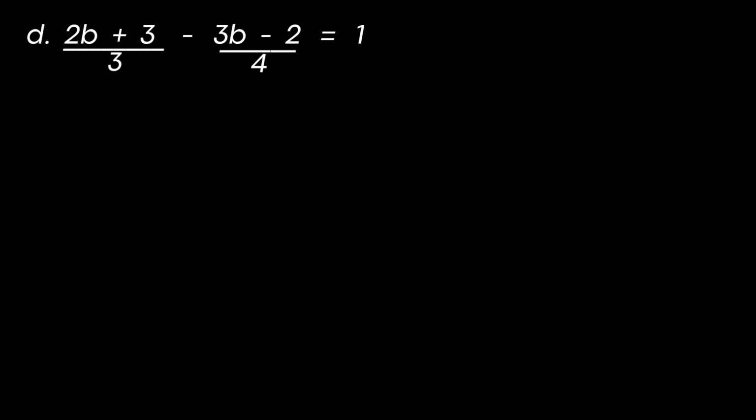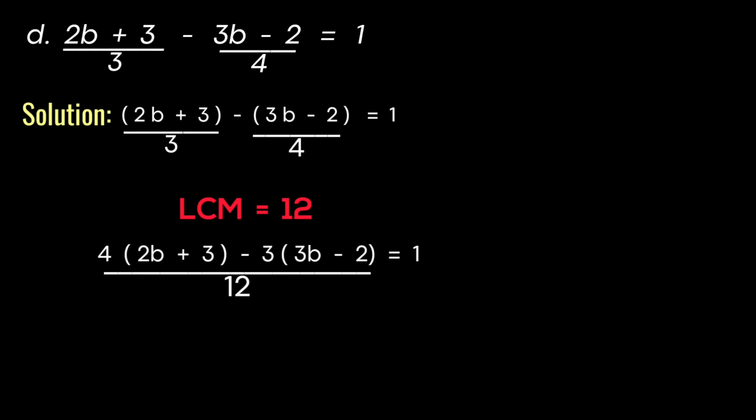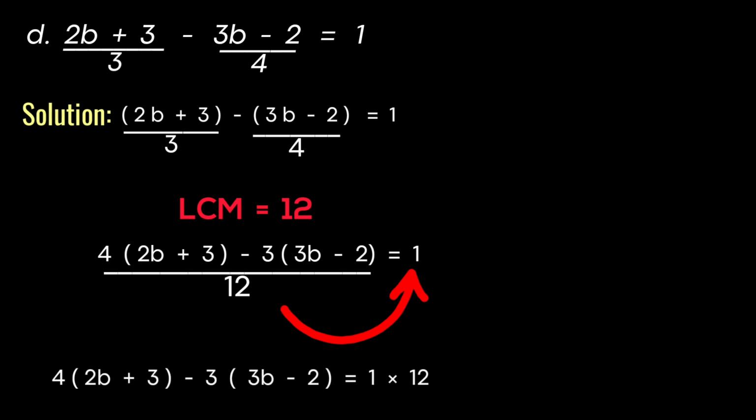D. 2b plus 3 upon 3 minus 3b minus 2 upon 4 equals 1. Solution. Write the equation as it is and add the brackets as shown on the screen. Make the denominators same using LCM. Here LCM is equal to 12. Now transfer 12, which is in LHS, to RHS. We get the equation 4 multiplied by in bracket 2b plus 3 minus 3 multiplied by in bracket 3b minus 2 equals 1 into 12.